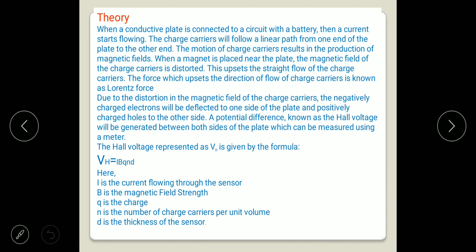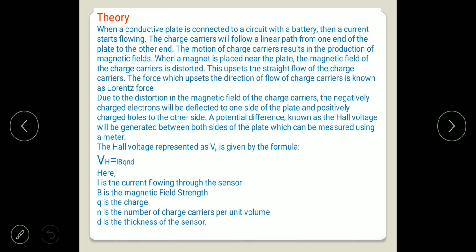When a conductive plate is connected to a circuit with a battery, a current starts flowing. The charge carriers follow a linear path from one end of the plate to the other end. The motion of the charge carriers results in the production of a magnetic field. When a magnet is placed near the plate, the path of the charge carriers is distorted, that is, they are separated. This upsets the straight flow of the charge carriers. The force which upsets the direction of the flow of the charge carriers is known as the Lorentz force.